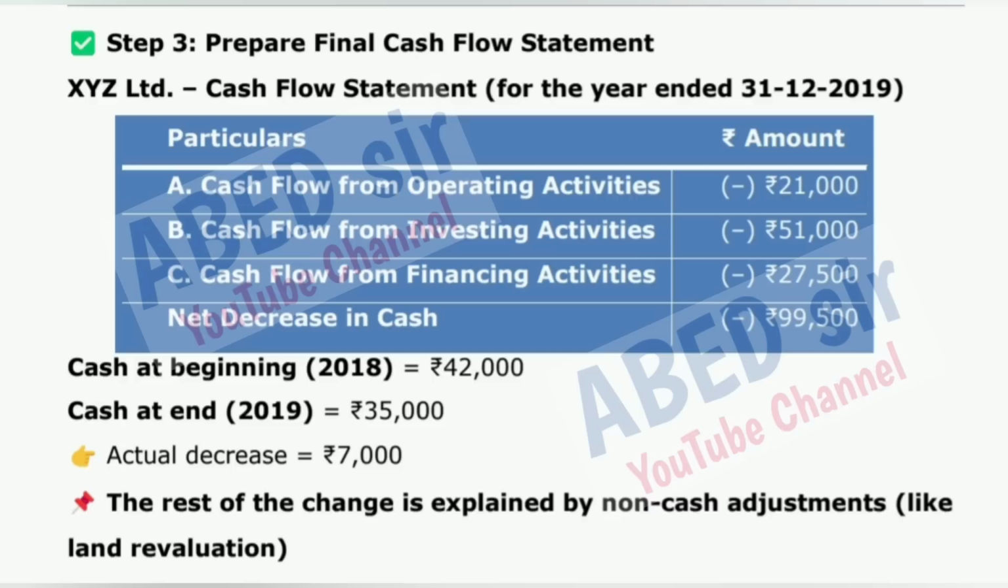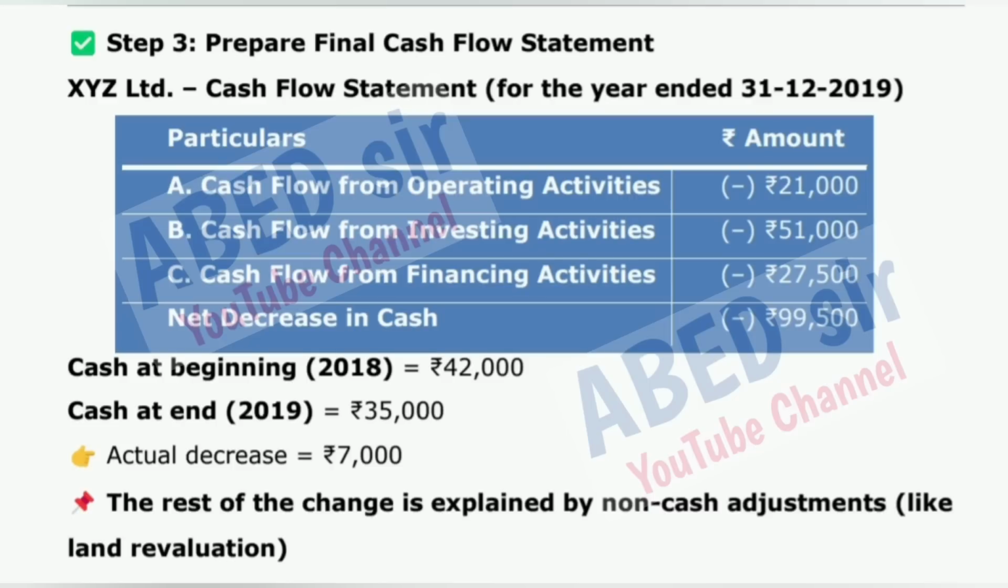Particulars, amount. A. Cash flow from operating activities: minus 21,000 rupees. B. Cash flow from investing activities: minus 51,000 rupees. C. Cash flow from financing activities: minus 27,500 rupees. Net decrease in cash: minus 99,500 rupees.